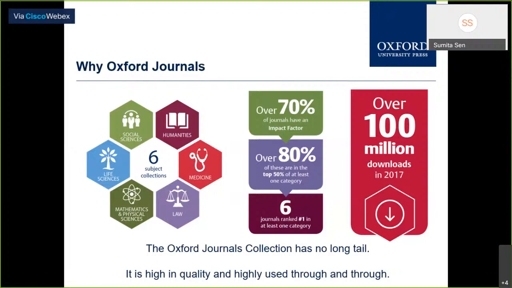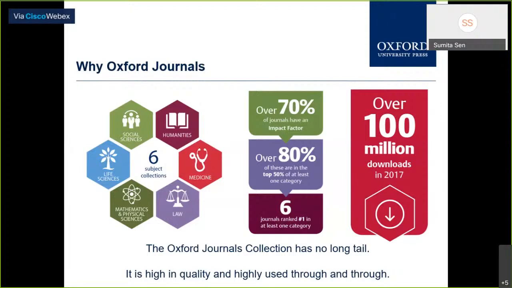Now, why Oxford journals? Very simple. The Oxford Journals collection does not have a long tail. We've always been high in quality and we've been used through and through. Now, this is not something where Sumita Sen, who works for Oxford University Press, is standing with a mic and saying, hey, we are the best.